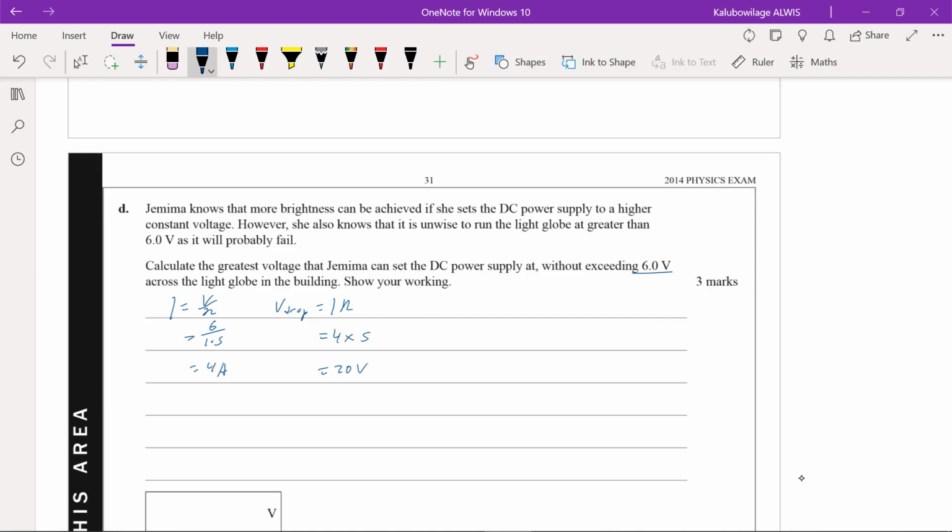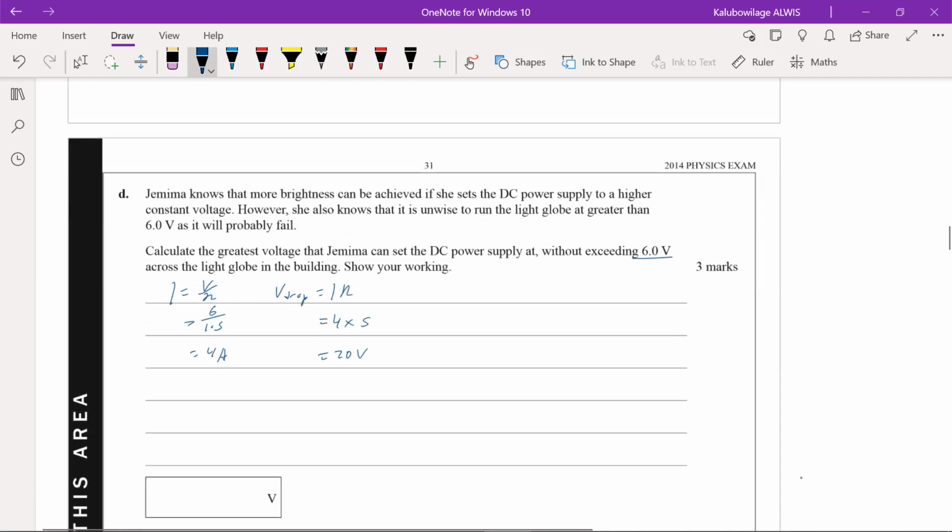And we need 6 volts at the light bulb. So we have a 20 volt drop, and it has to be 6 volts there. So the supply is 20 volts plus 6 volts, 26 volts at the power supply.